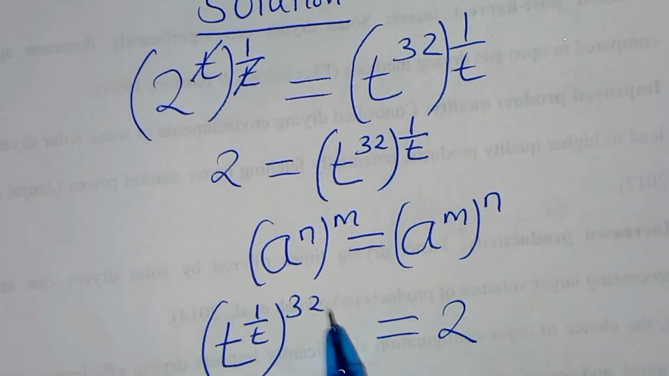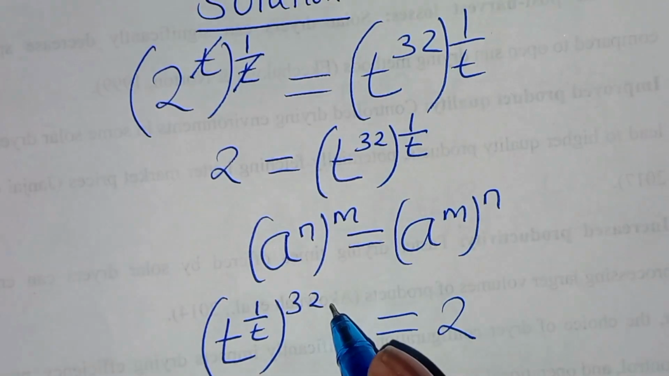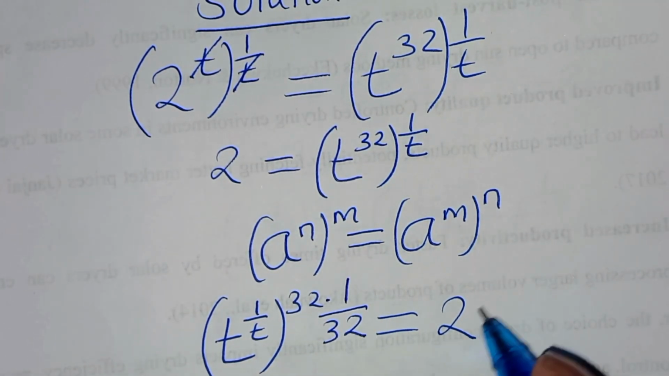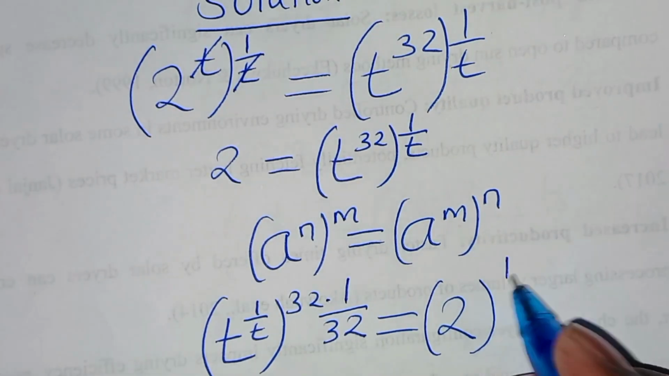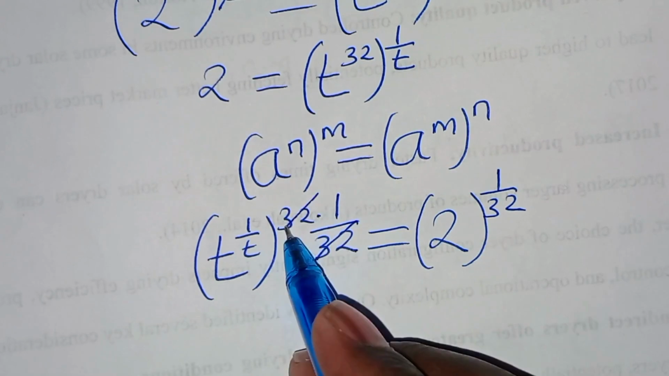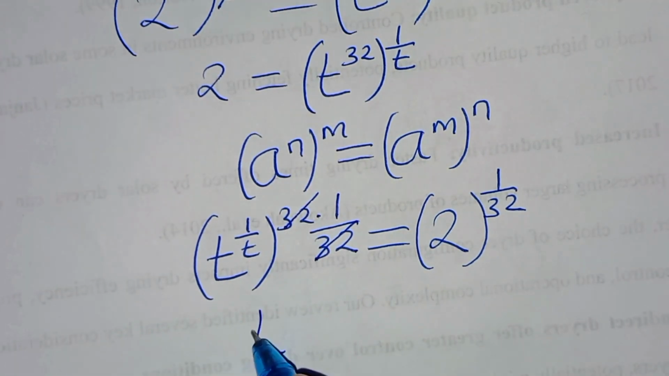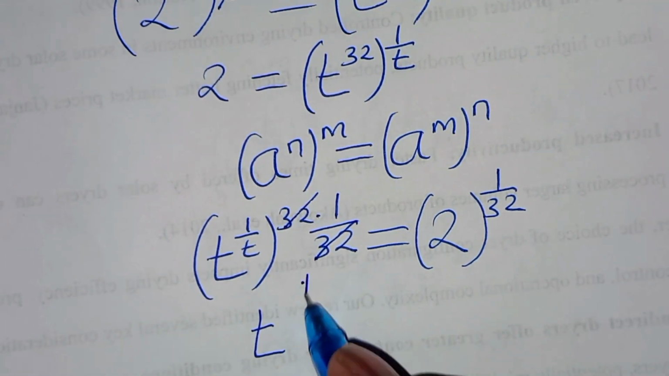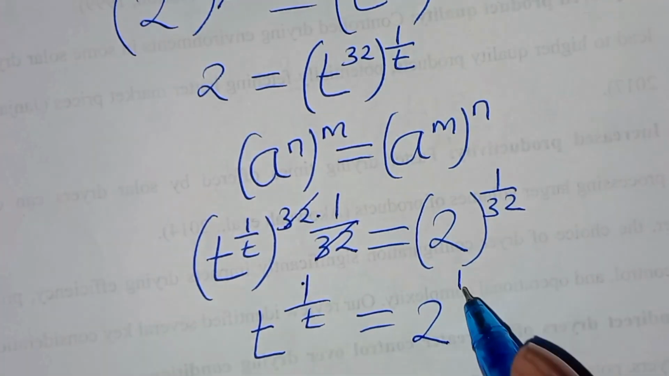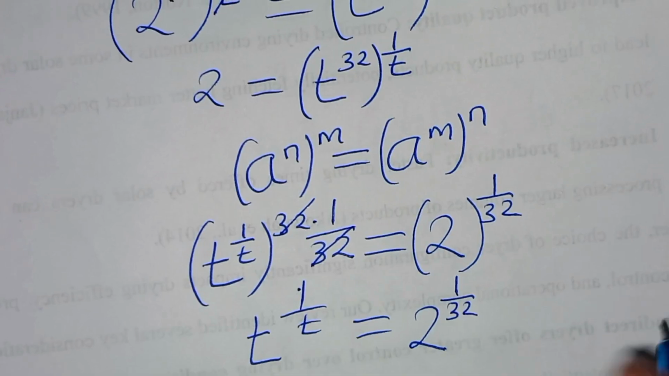Now, the next step from here, you multiply both sides by 1 over 32. So here we eliminate that 32, so that now we have t to power 1 over 32. This is equal to 2 to power 1 over 32.